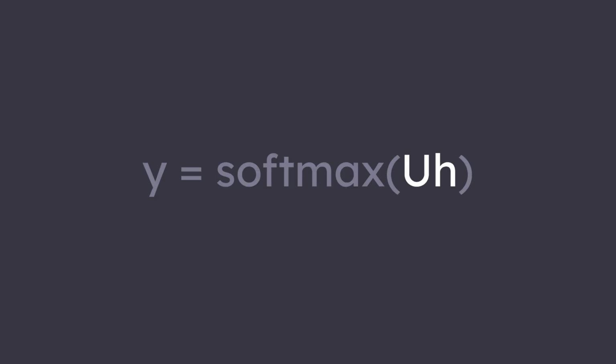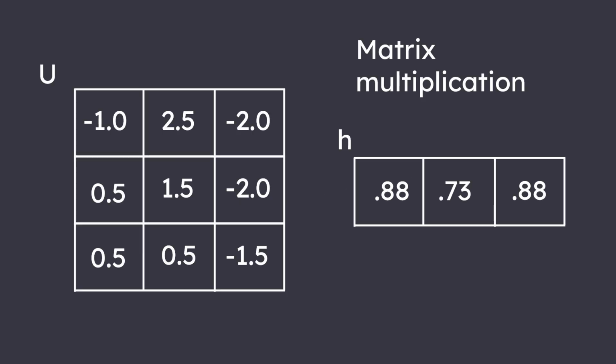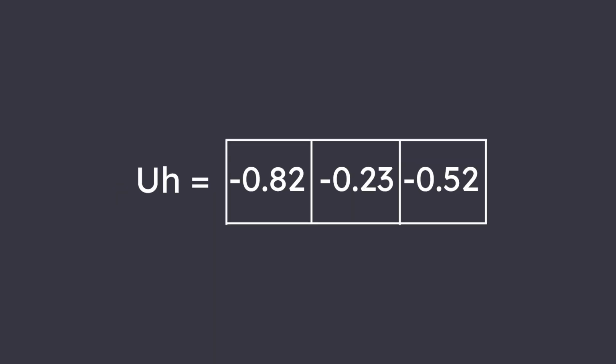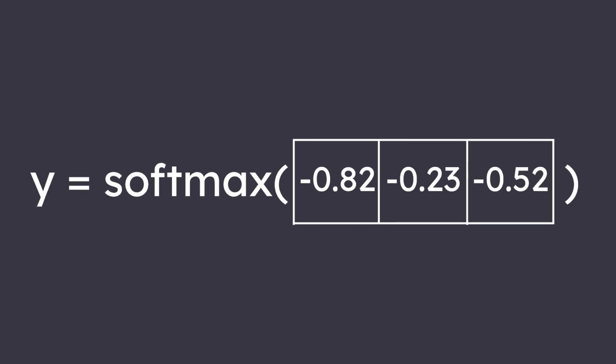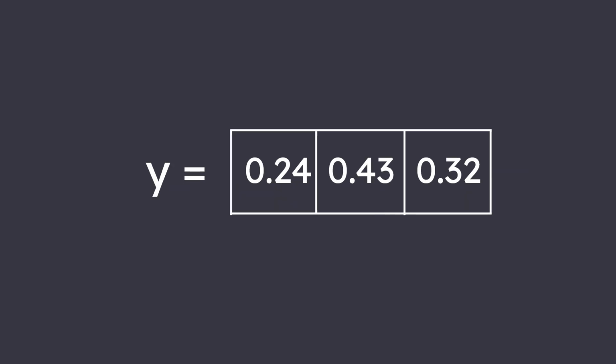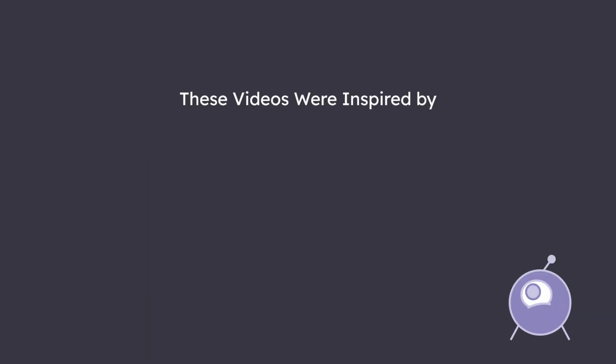Let's matrix multiply U and h. U is another pre-trained matrix, and h is the vector we calculated earlier. Doing the matrix multiplication, we get Uh is negative 0.82, negative 0.23, and negative 0.52, which we would plug into softmax. The output of the entire neural network is the vector 0.24, 0.43, and 0.32, which is the probability distribution between the classes.